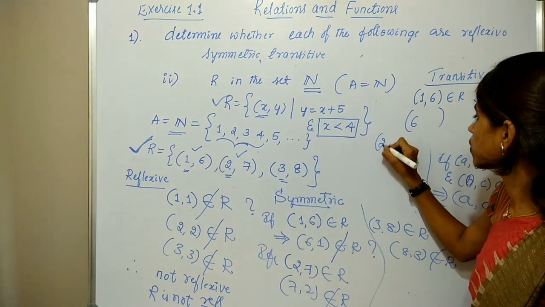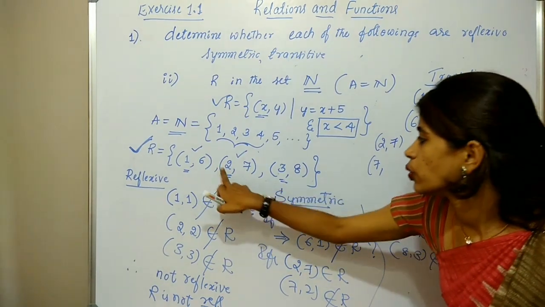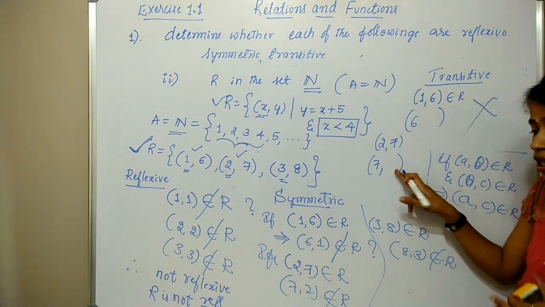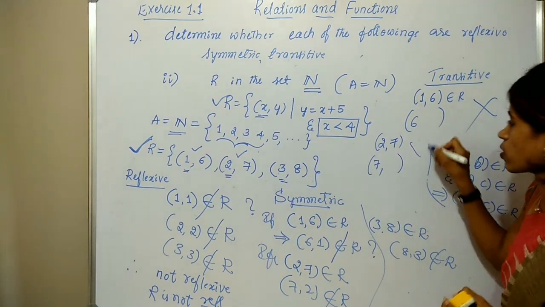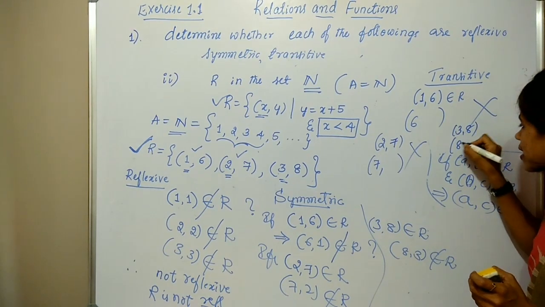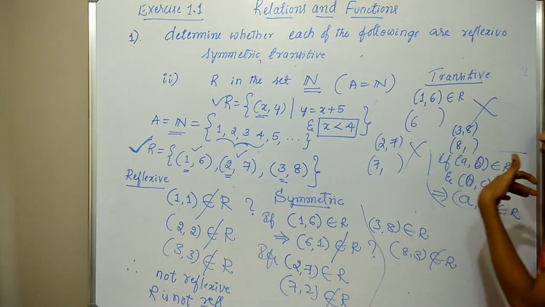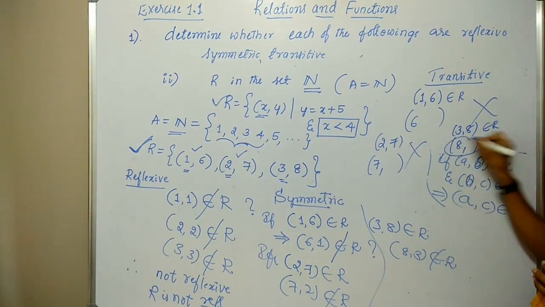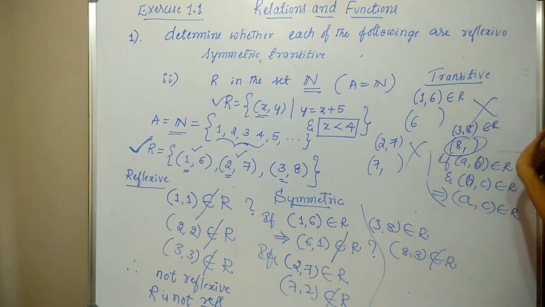Take 2, 7. We search for pairs starting with 7. No, we don't have any number that starts with 7. So therefore we don't have BC. So it is not transitive. If I take 3, 8, is there an element starting with 8 that belongs to R? We don't have such an element starting with 8. Therefore 3, 8 belongs to R, but we don't have such a pair starting with 8. Therefore we conclude that the relation is not transitive.